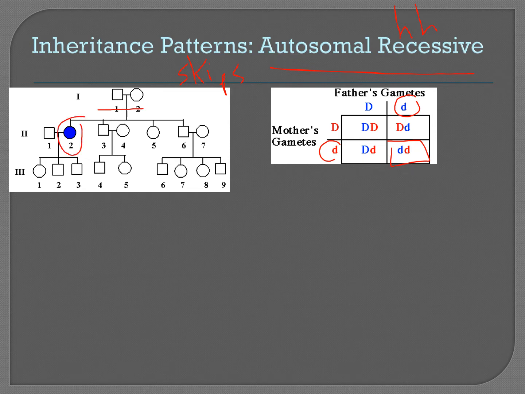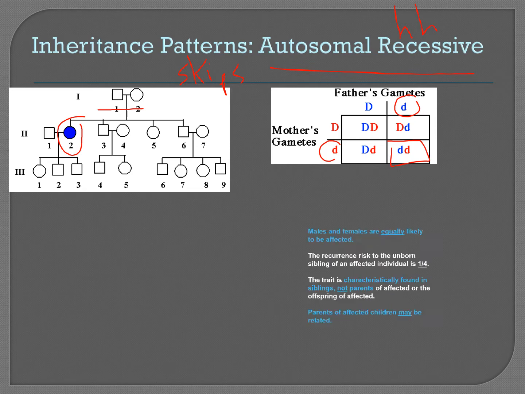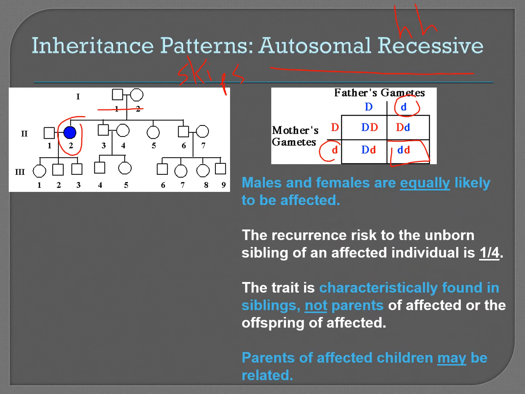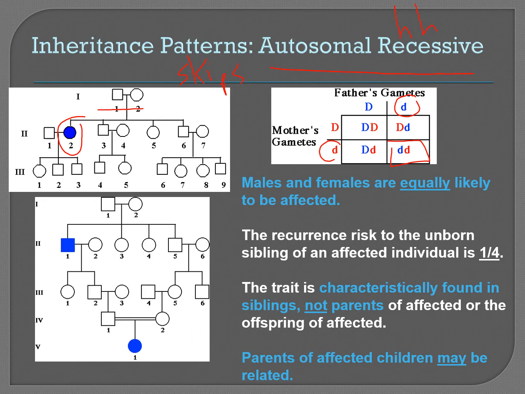So this here, that is one color and it's only one person. So that's obviously recessive. It's not dominant. So males and females are equally affected. The traits are characteristically found in siblings, not parents. And parents of affected children may be related, depending on what type of disease it is or where it is.